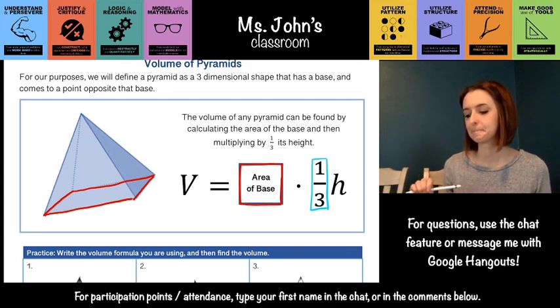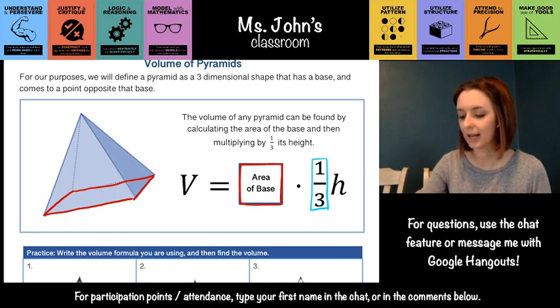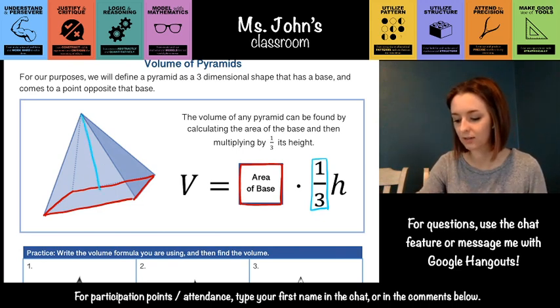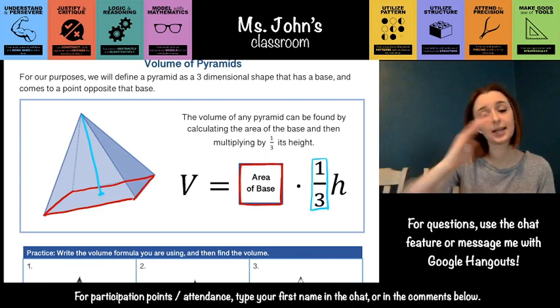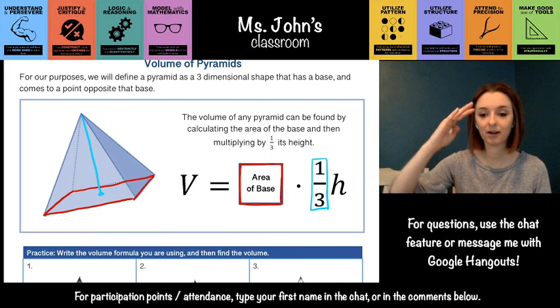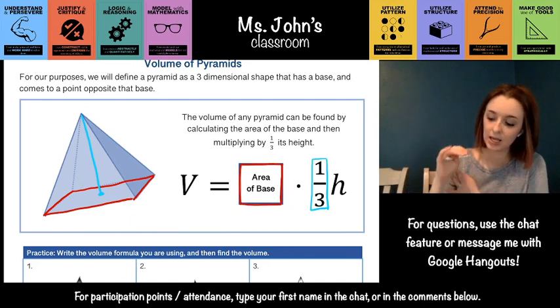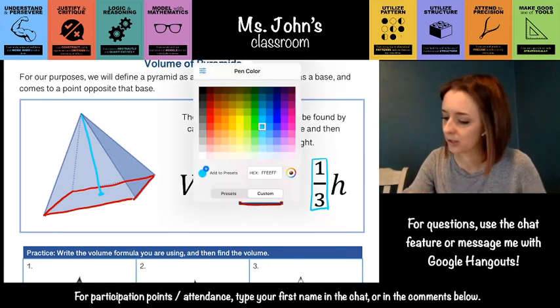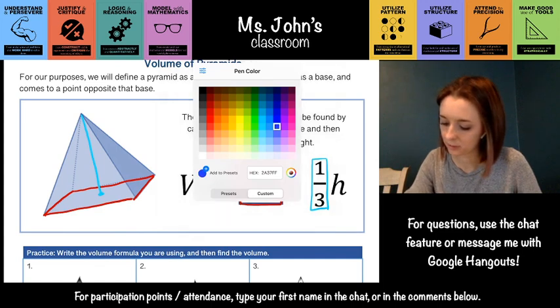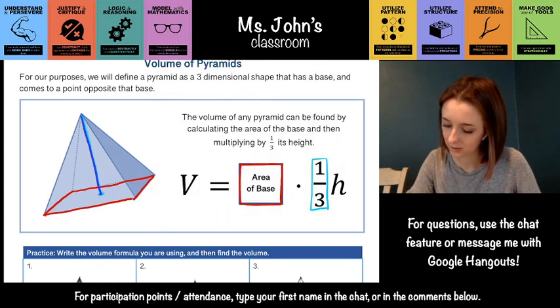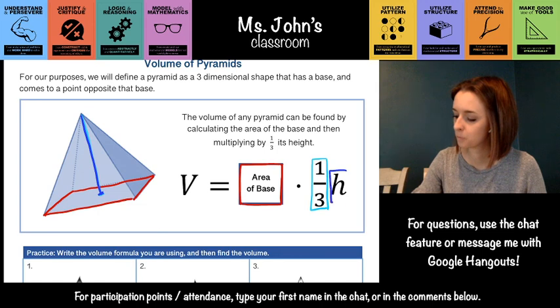And the height, you just have to remember that the height is its vertical height. So it can't be the slant height. It can't be how long those slanted sides are. It has to be actually how tall this is. So I drew that with blue, but you can hardly see it. Maybe I'll draw it with a different blue. There we go. That's our height.